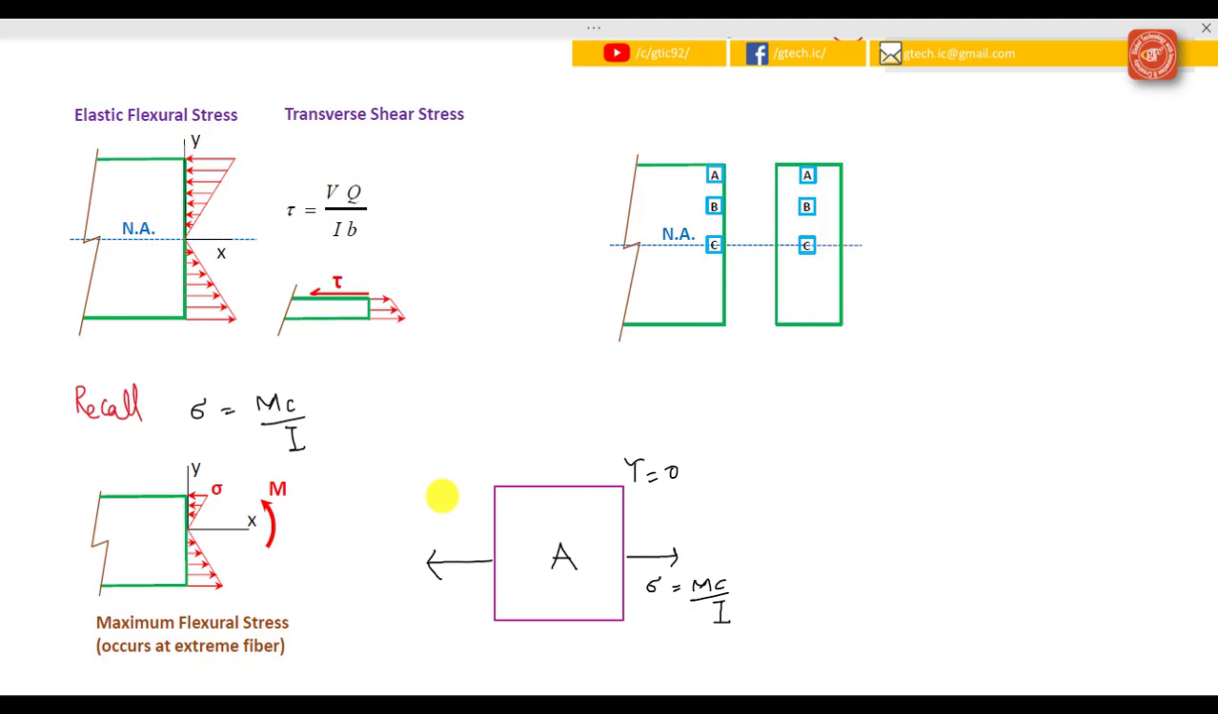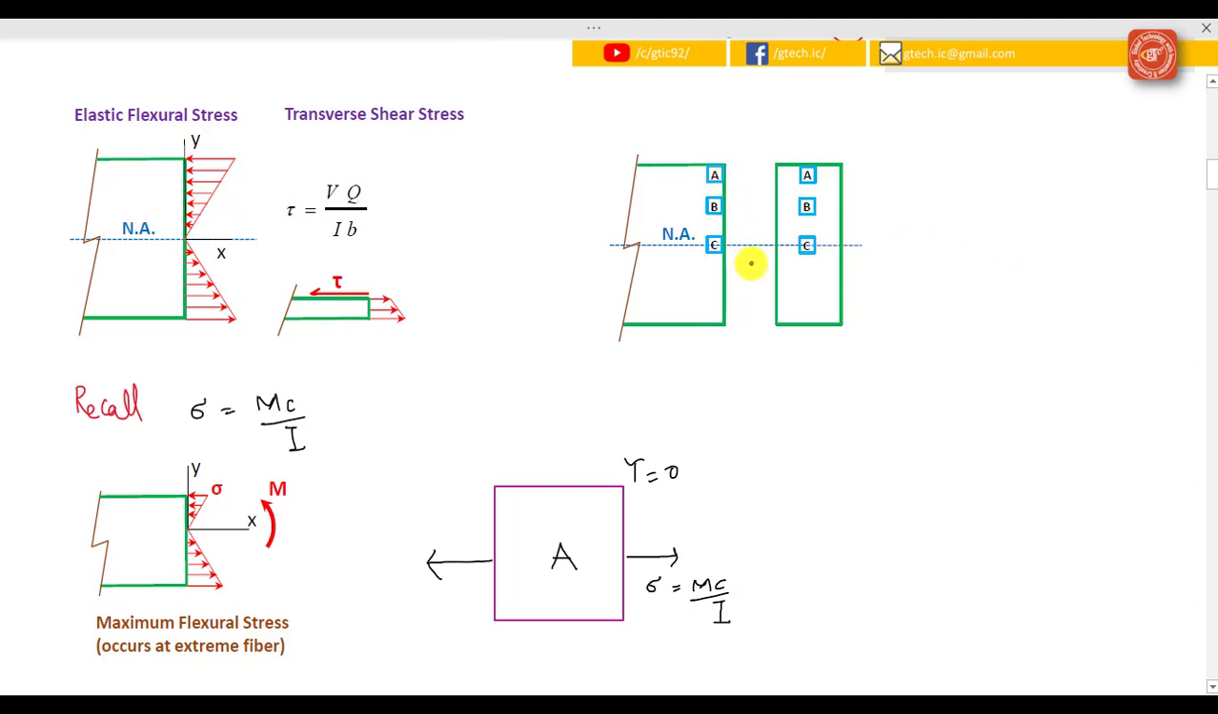Okay, now let's identify the types of stresses that are acting on different parts of the cross section. This beam is going to be subjected to elastic flexure stresses and also the transverse shear stresses that are shown here. So we are going to look at three different points in the cross section as we go to design and look for the critical point. The points are shown here, that is A, B and C.